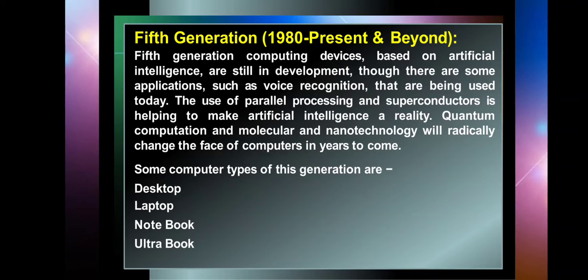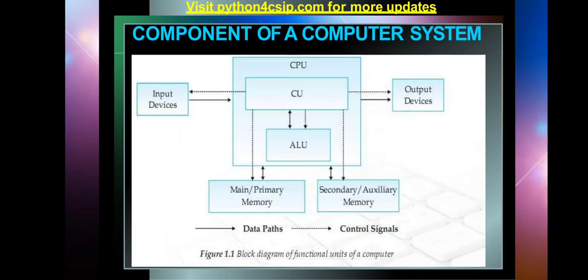The use of parallel processing and superconductors is helping to make artificial intelligence a reality. Quantum computation and molecular and nanotechnology will radically change the face of computers in years to come. Some computer types of this generation are desktop, laptop, notebook and ultrabook. So we are using all these things.